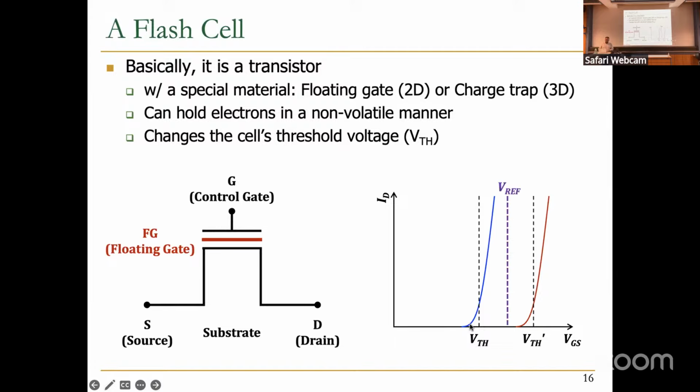Then when you want to understand whether or not you have programmed a flash cell, you apply a reference voltage between gate and source. That reference voltage is something between the nominal threshold voltage and the program threshold voltage. If with that reference voltage the flash cell turns on, that means you didn't program it. If it didn't turn on, that means you have programmed it. Simple, no? And then you can encode these two states as, for example, 1 and 0.